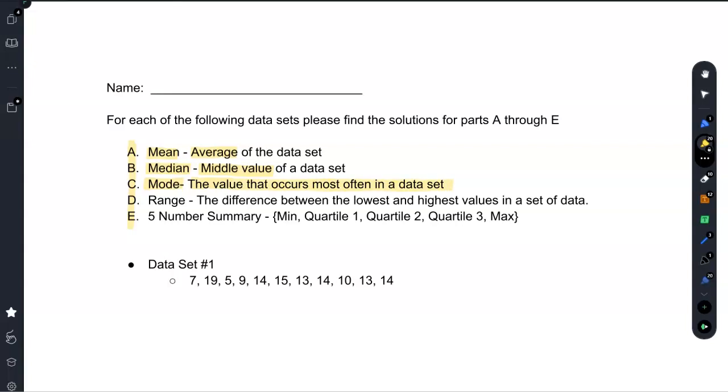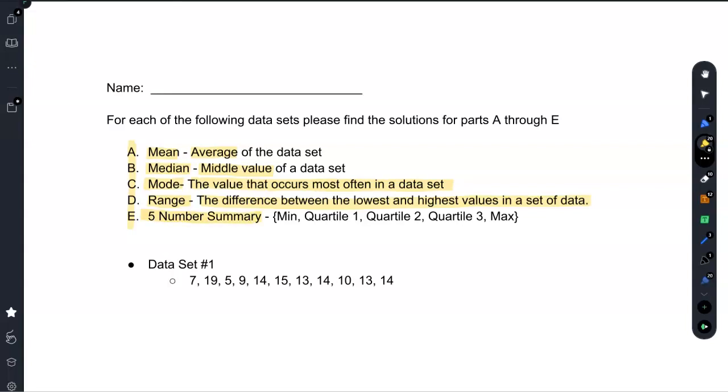Sometimes we'll have two values that occur the same amount of times, and if that's the case, the mode would be both those values, or sometimes it could be three or four values that occur the same amount of time, and that could be our mode. So it's not only always one value. The range is going to be the difference between the lowest and the highest values. To calculate the range, we simply take the largest value, subtract the smallest value.